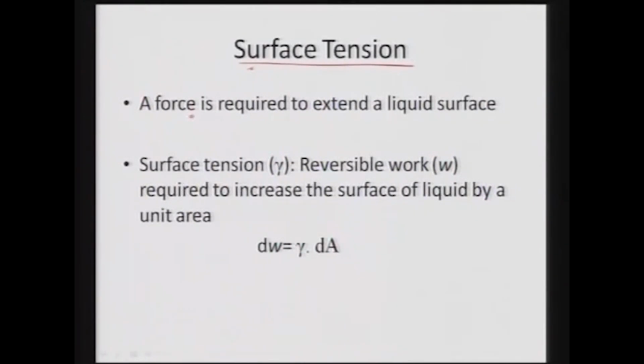Surface tension is a force which is required to extend a liquid surface. So if we have a liquid surface, we require a certain force to extend it, or it is also defined as the reversible work required to increase the surface of a liquid by a unit area. So a certain work has to be done to increase the surface area of a liquid by a unit area. Surface tension is the reversible work required to increase the surface of a liquid by a unit area. So gamma is equal to dW by dA.